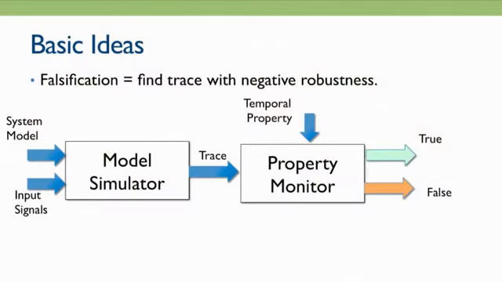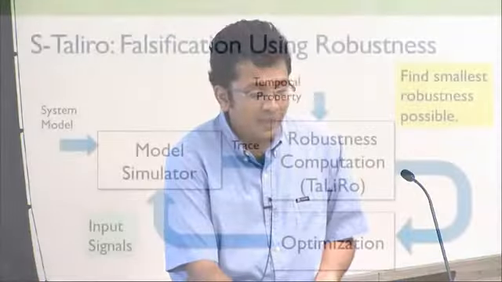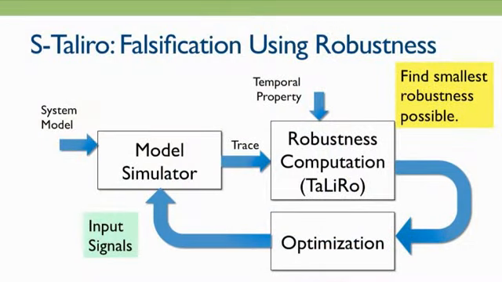So again you start with your property monitor, out it goes, and in comes robustness computation. You have this robustness computation tool Taliro, and you hook it up with an optimization solver of your choice. There's no silver bullet here, but we tried many different optimization solvers, and each one of them works well on some example.